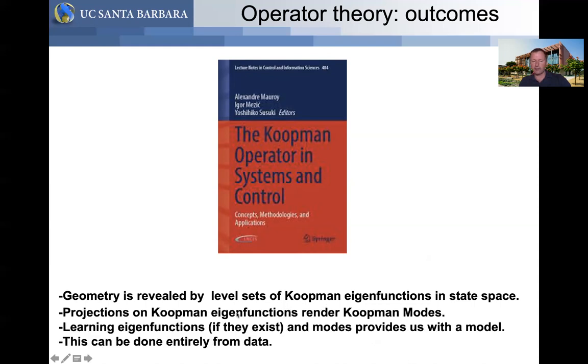So the outcomes of the previous type of formula are that the Koopman eigenfunctions that feature in it represent the geometry; in particular, the level sets of these eigenfunctions give you the geometry in state space. The projections of sets of observables on Koopman eigenfunctions give Koopman modes. These are equivalents of eigenvectors in linear systems. And if we learn eigenfunctions and we have no continuous spectrum, then modes provide us with a model. And in fact, that would be a linear model if continuous spectrum is not there. And this can be done entirely from data.